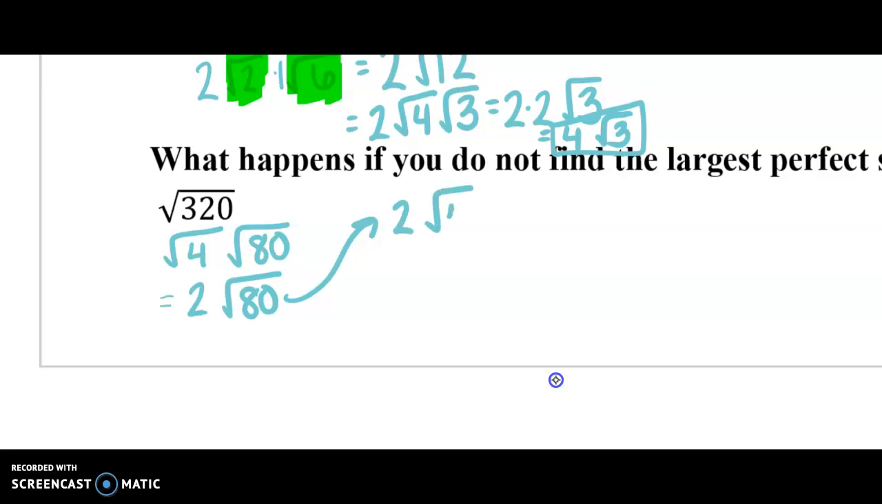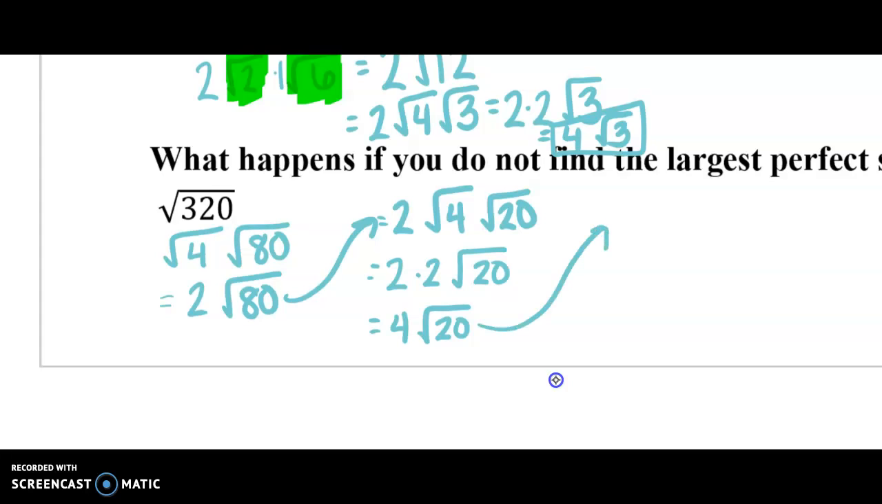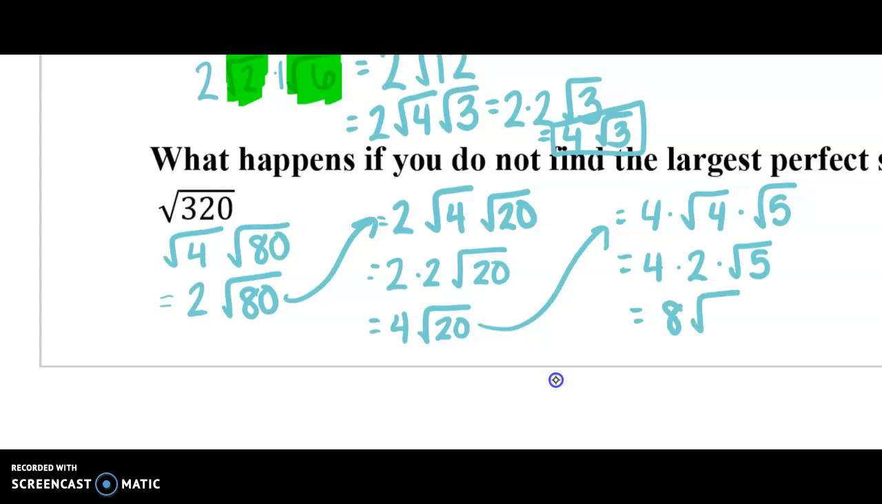So I would have 2 root 4 times root 20, because 4 times 20 gives me 80. Square root of 4 again is 2. So you would have 4 root 20. Well, then you look at that and you say, is 20 simplified all the way? It's not, because a 4 can go into that as well. So then you would have 4 times the square root of 4 times the square root of 5, which is equal to 4 times 2 times the square root of 5, which is 8 root 5. So then you would look at that square root of 5. That's simplified all the way.